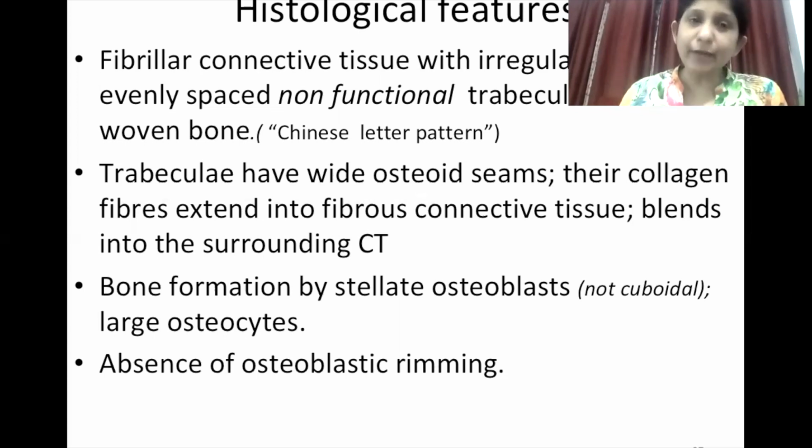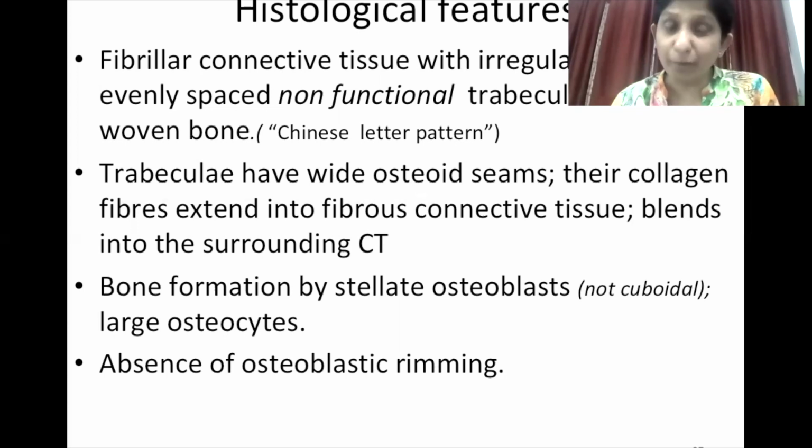So their collagen fibers will actually blend into the connective tissue. So what I mean to say is that the border between the bone and the connective tissue fibers is not very clear, and it just blends into the surrounding connective tissue. So bone formation by stellate osteoblasts, that's what I said.